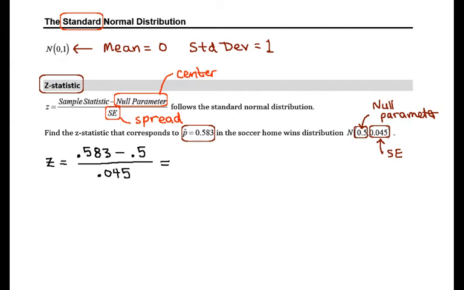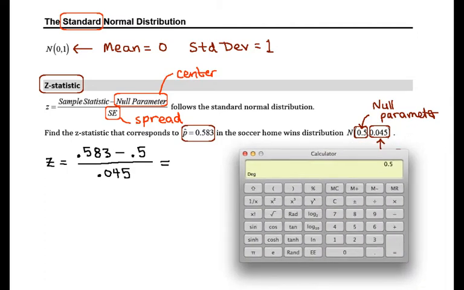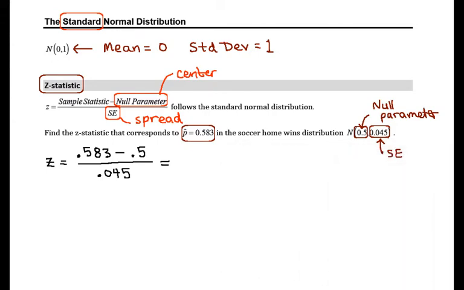We would bring in a calculator for this computation. 0.583 minus 0.5, I'll evaluate the numerator before dividing, so that I get 1.84 repeating. 1.84 is plenty of decimal places for this.